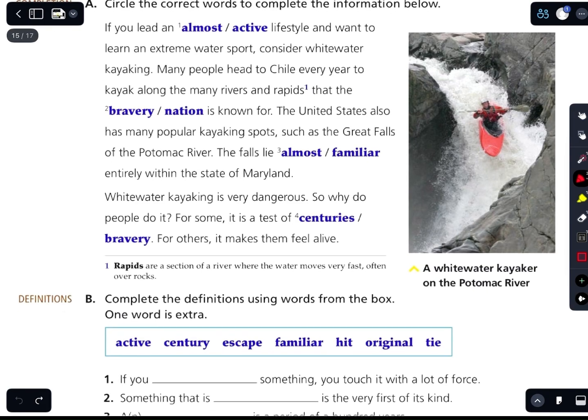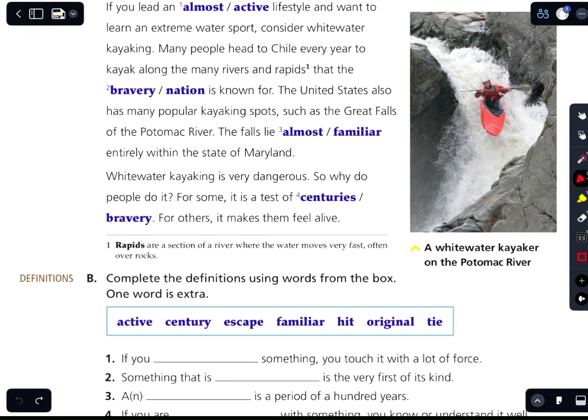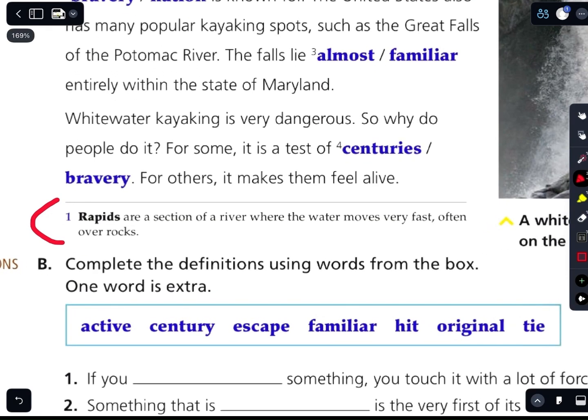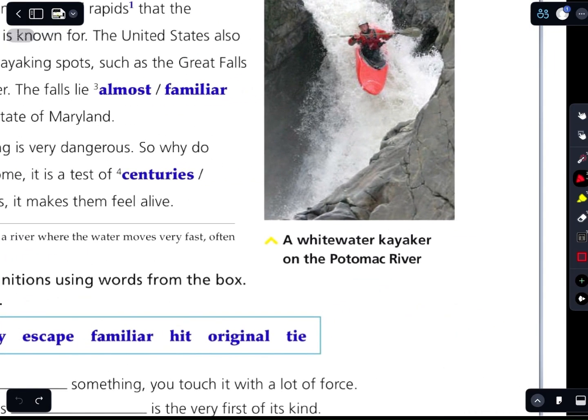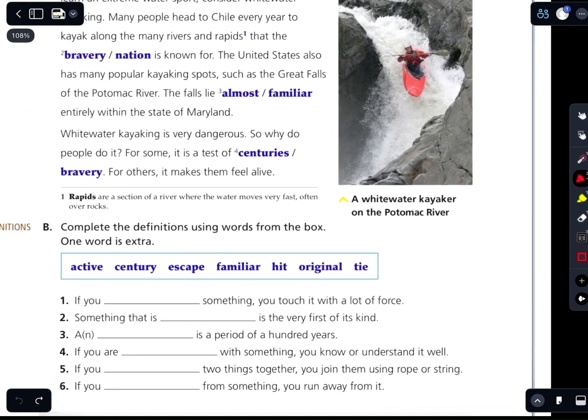Whitewater kayaking is very dangerous. So why do people do it? For some, it is a test of bravery. For others, it makes them feel alive. And we have the word rapids here. They're a section of a river where the water moves very fast, often over rocks. A whitewater kayaker on the Potomac River.